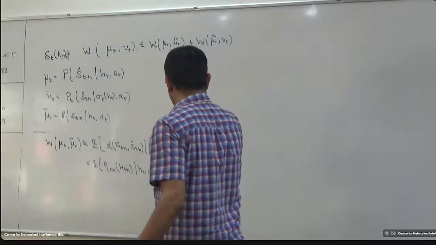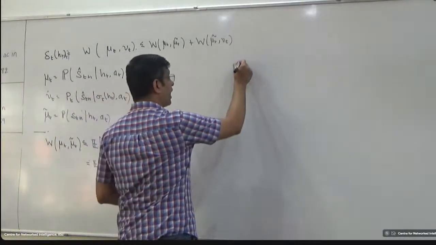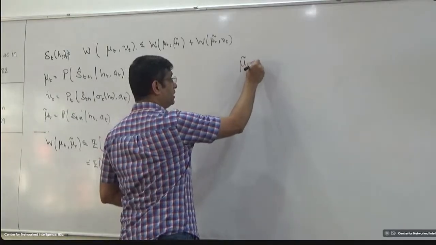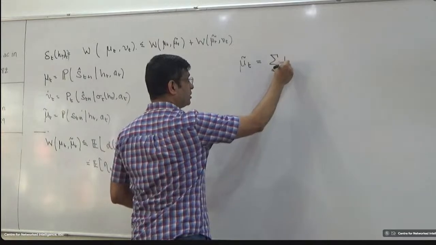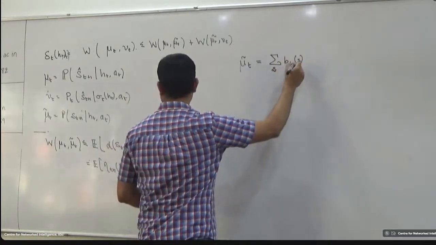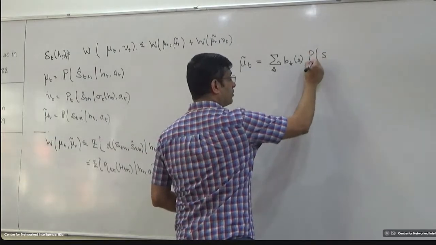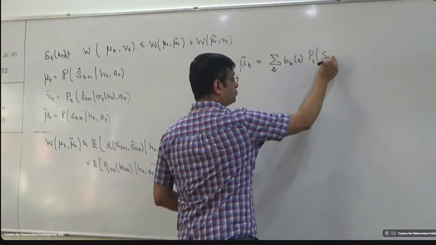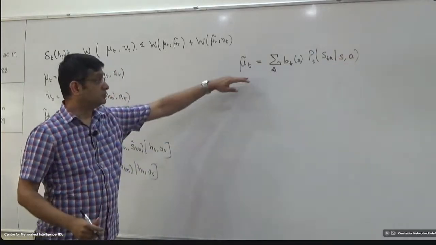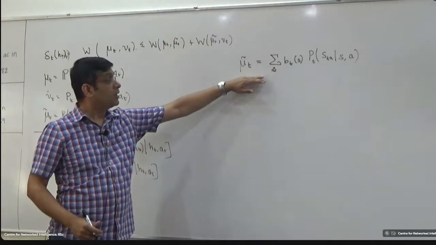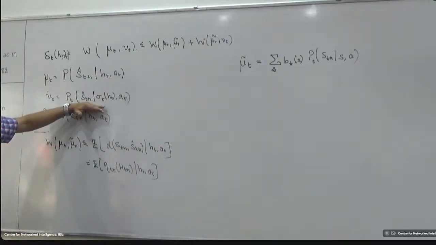Now, for the other one, the observation is that if I look at mu tilde_t, this is equal to the summation over all s of the belief at time t that the state is s, times the probability distribution of f_{t+1} given s and a. This is just the law of total probability. And I want to compare this distance with this distance.